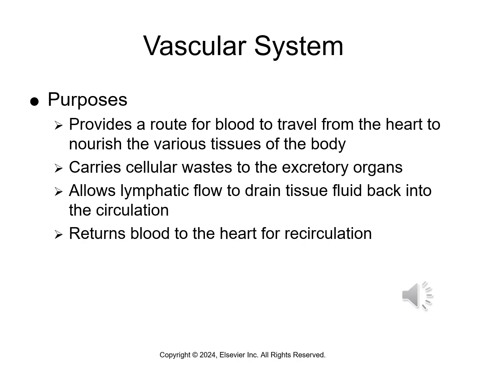So now let's talk about the vascular system. The vascular system serves several purposes. It provides a route for blood to travel from the heart to nourish the various tissues of the body. It carries cellular waste to the excretory organs. It allows lymphatic flow to drain tissue fluid back into the circulation. It returns blood to the heart for recirculation.